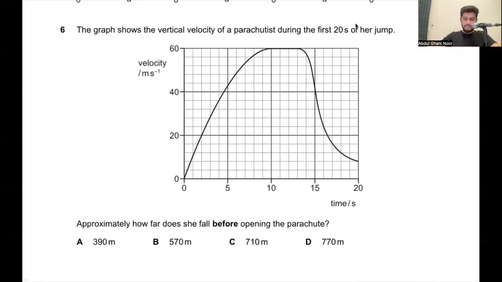Question number 6 says, the graph shows the vertical velocity of a parachutist during the first 20 seconds of her jump. Approximately how far does she fall before opening the parachute? Now, how do I work it out? Because they're asking for an approximate answer.